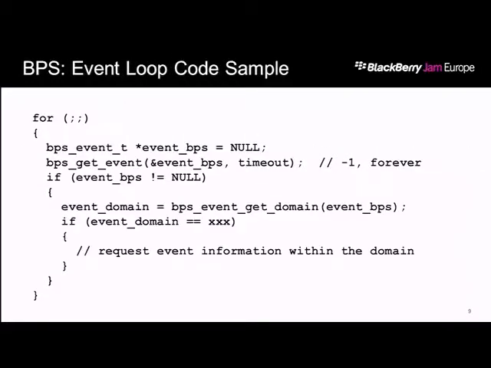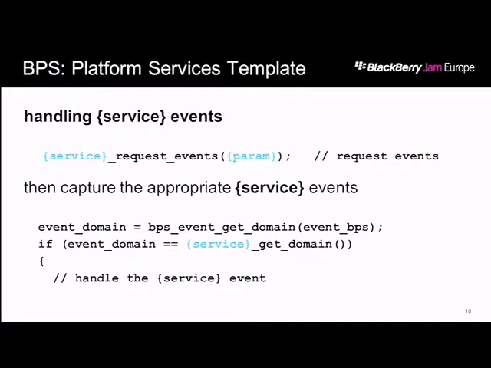Okay, so a bit of code. This is a valid event loop. Of course, the equals XXX wouldn't compile, but that is there as a template. Effectively, you run as a single thread, request an event with a certain timeout, and when you get an event, you can then process it. Every event has a domain and an event code, so you're not going to be fighting for event codes across the different services. So there's a little template that exists.